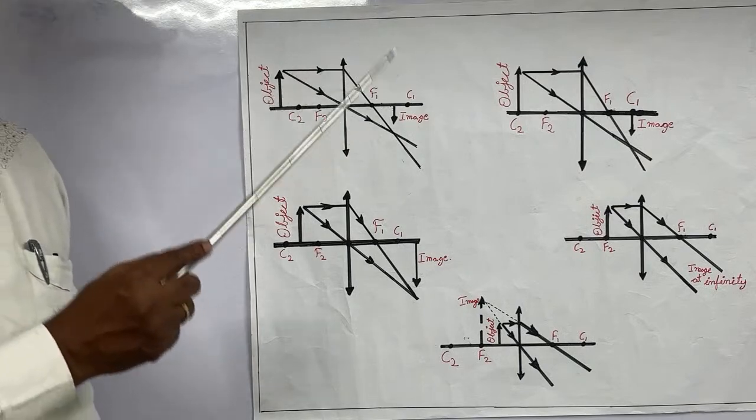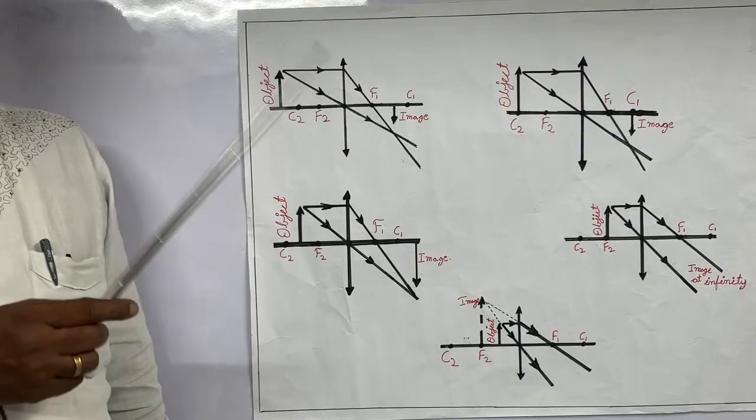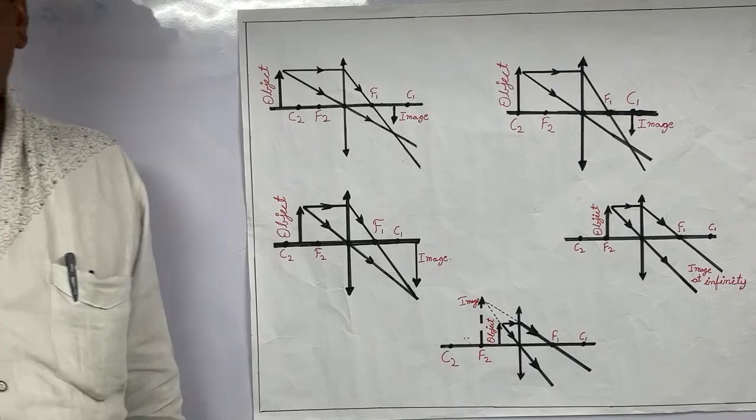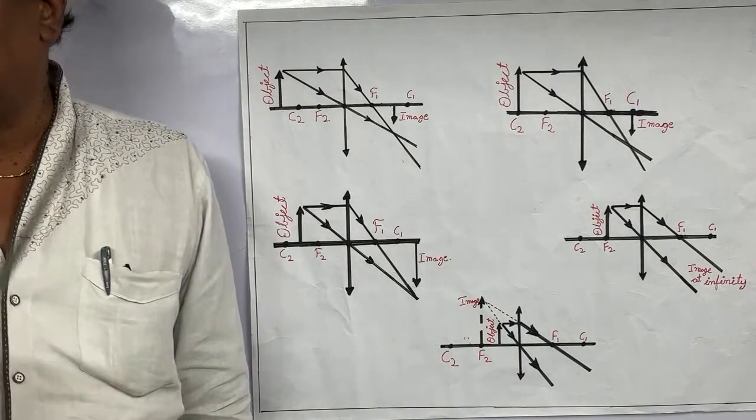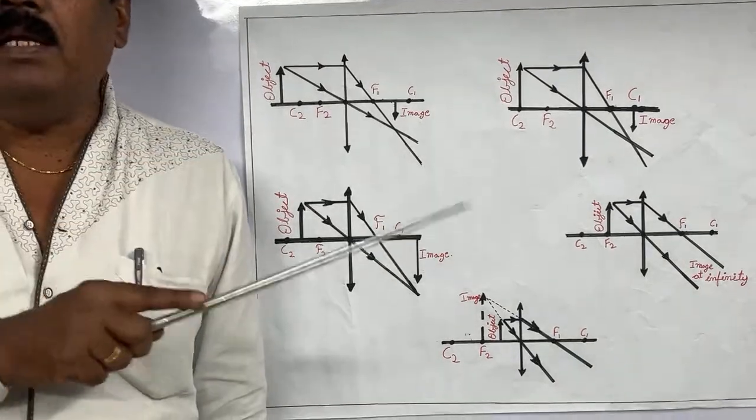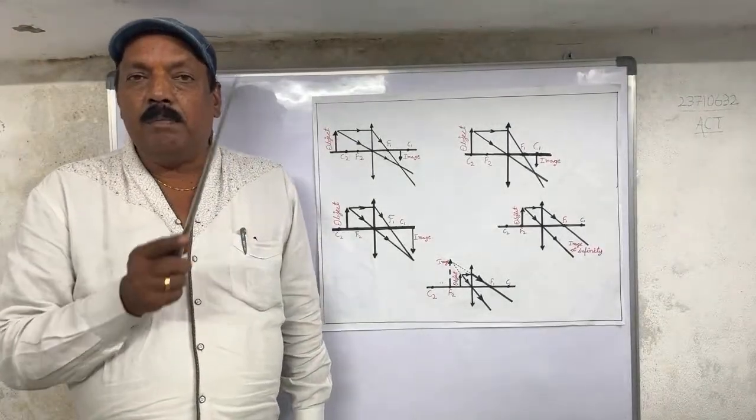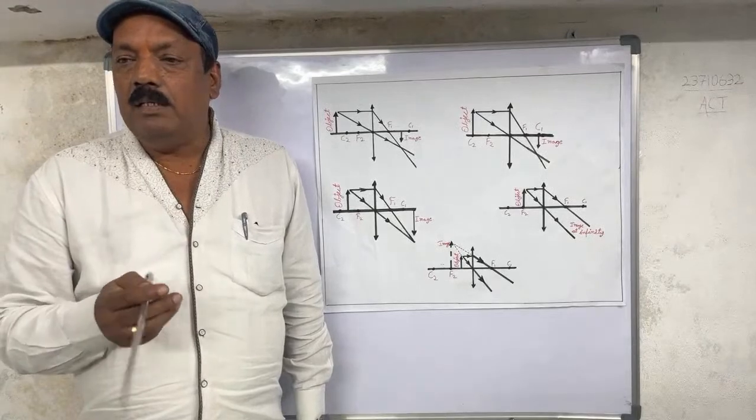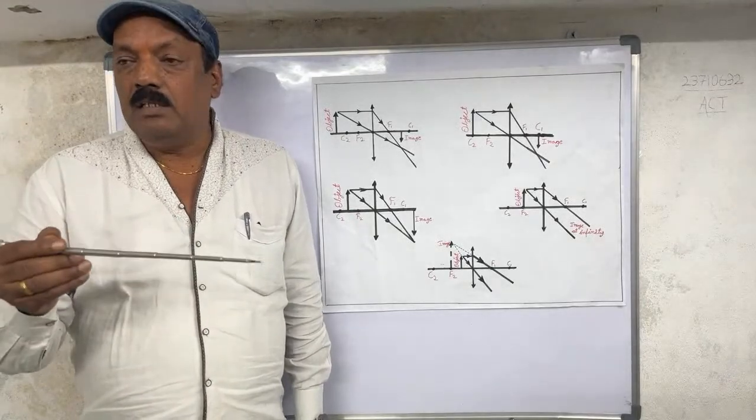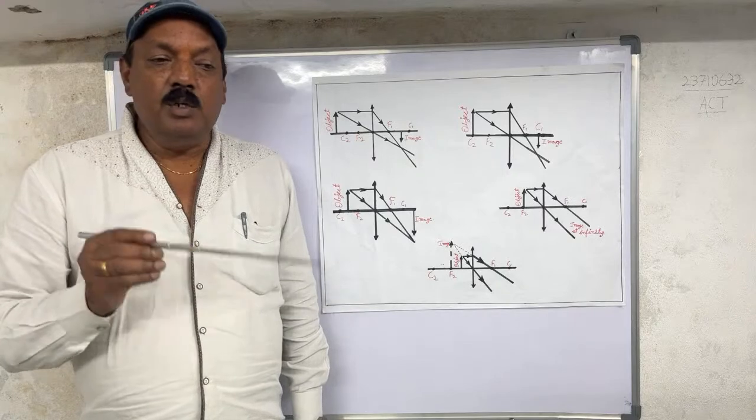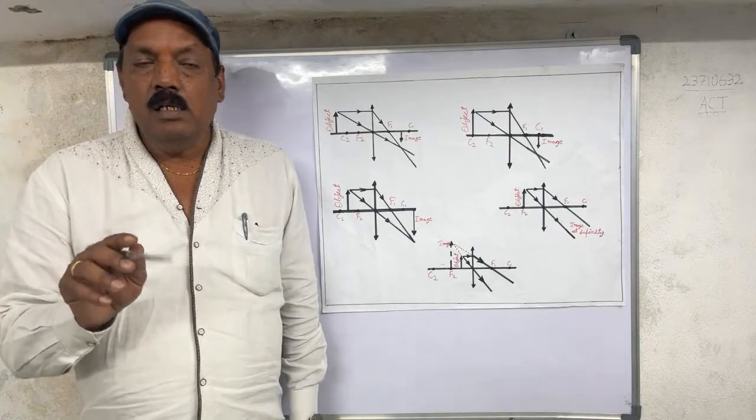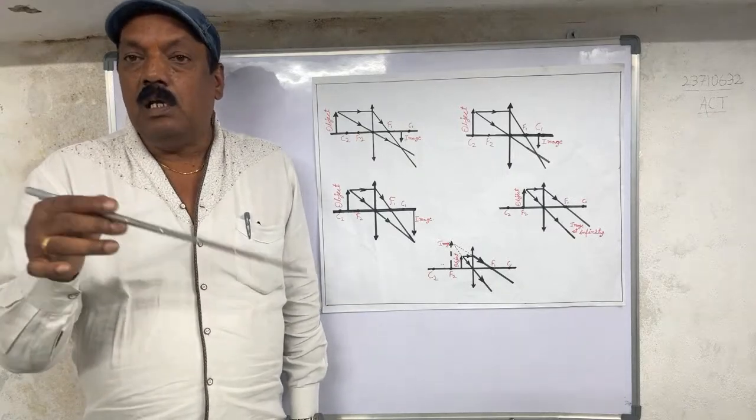Real, inverted, diminished. Which case will you find this one? If the object is placed beyond C, the image is forming between F and C. Why is the image diminished? I already told that one. The distance measured from the optic center to the image is shorter, and the optic center to the object is longer.